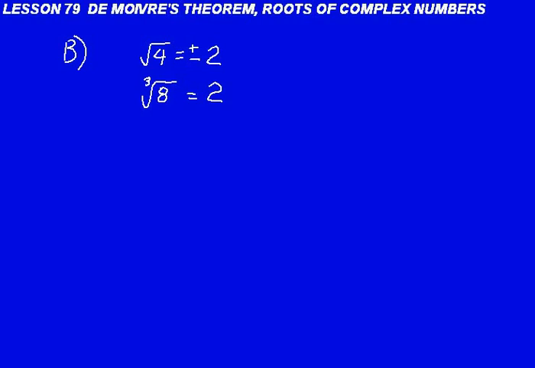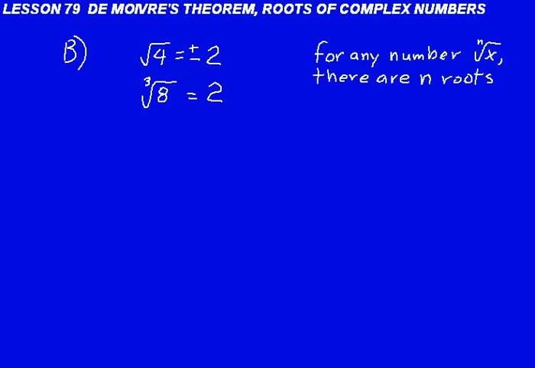The reason is the other answers for the cube root of 8 are complex numbers, and we haven't really figured out how to find roots of complex numbers before. So for any number to the root of n, there are n roots. For any number to the power of 1 over n, because that's what that radical sign means, there are n roots. So a square root problem should have 2 roots, a cube root should have 3 roots, a fourth root should have 4 roots, and so on.